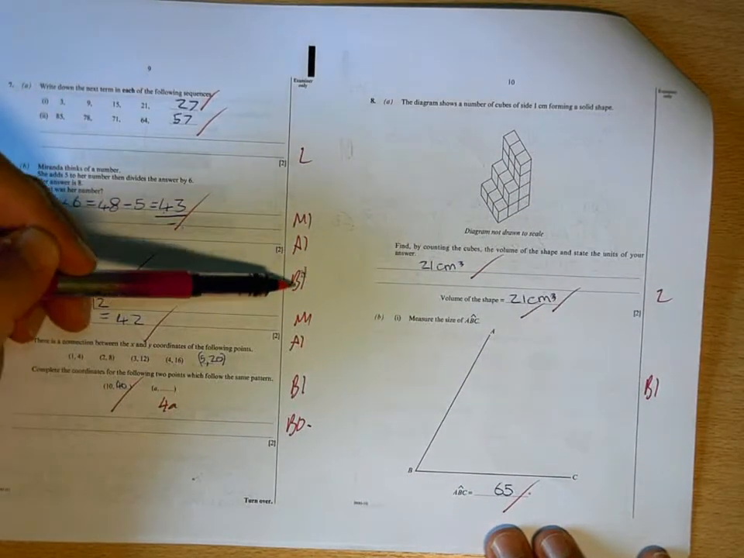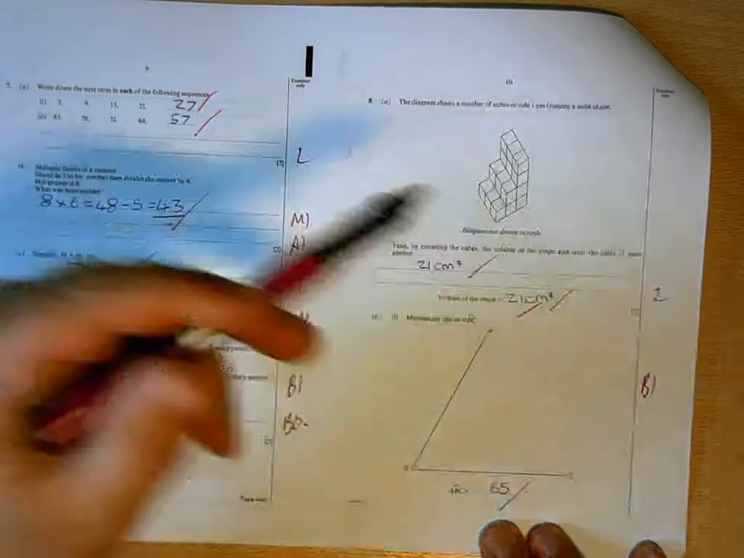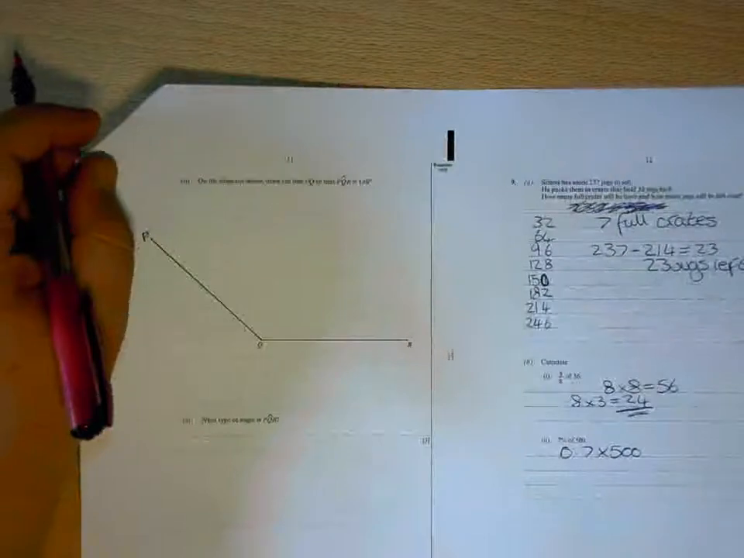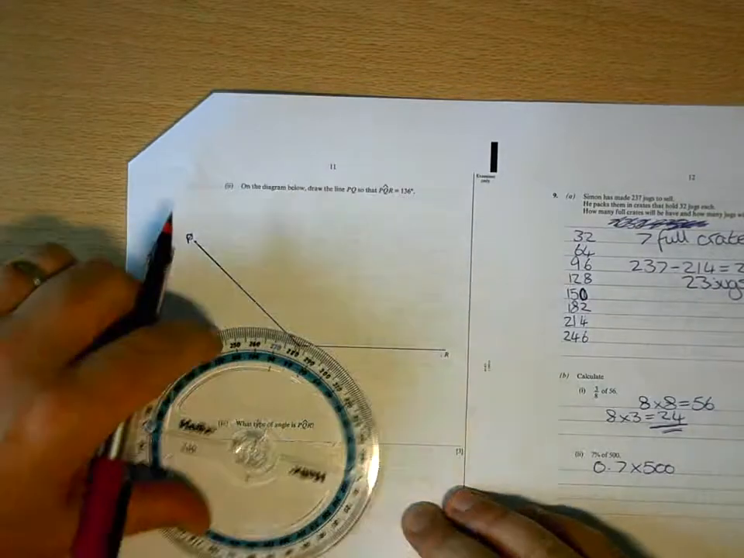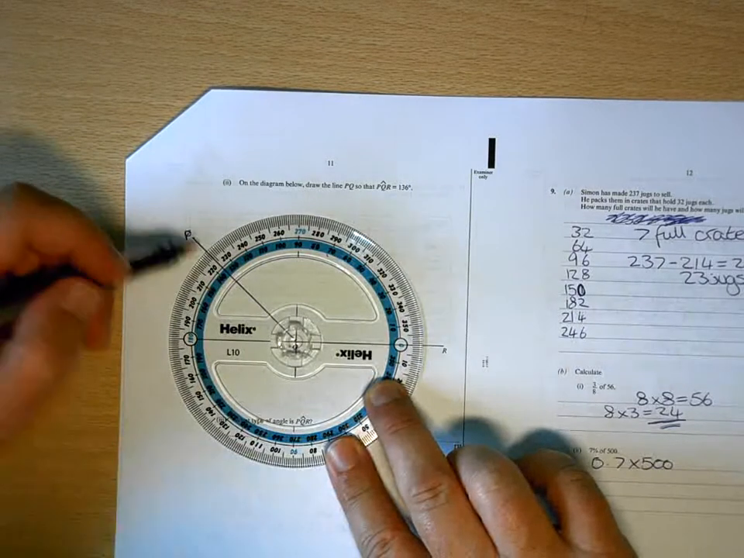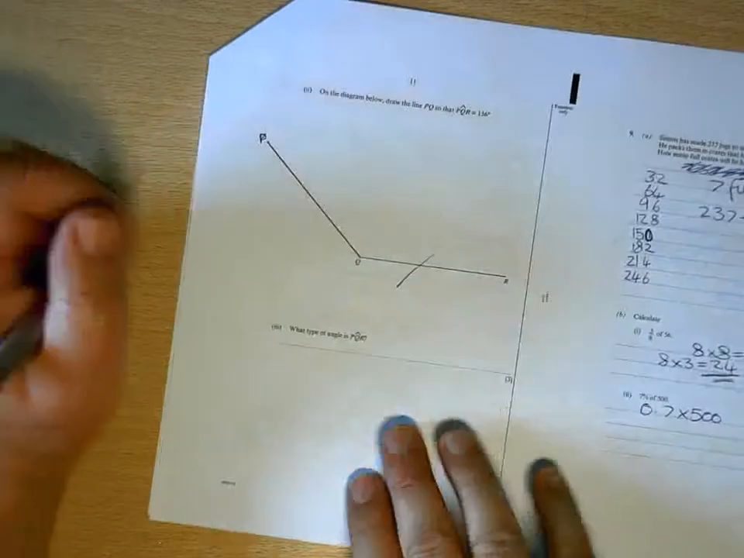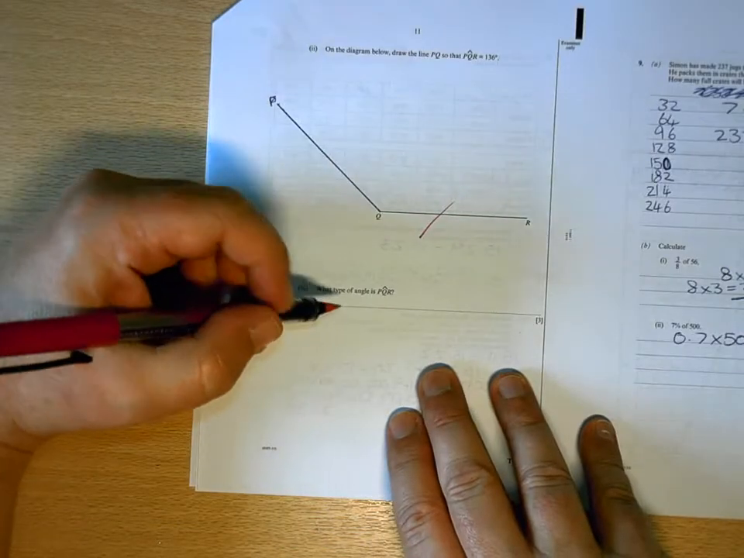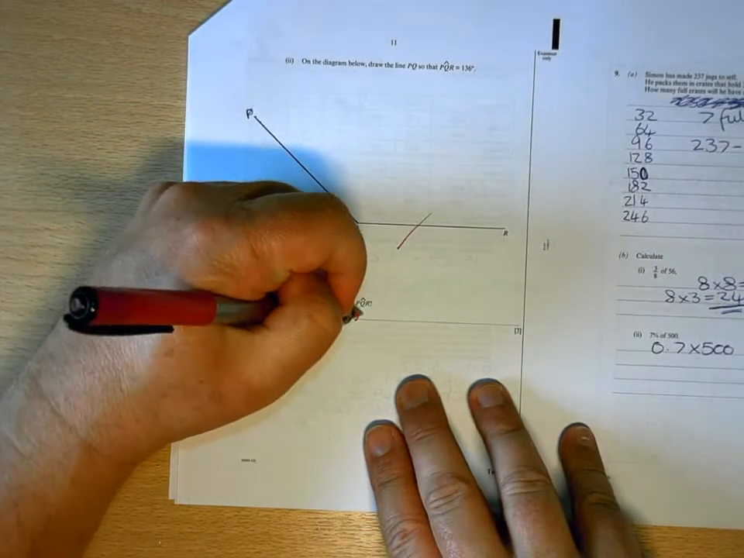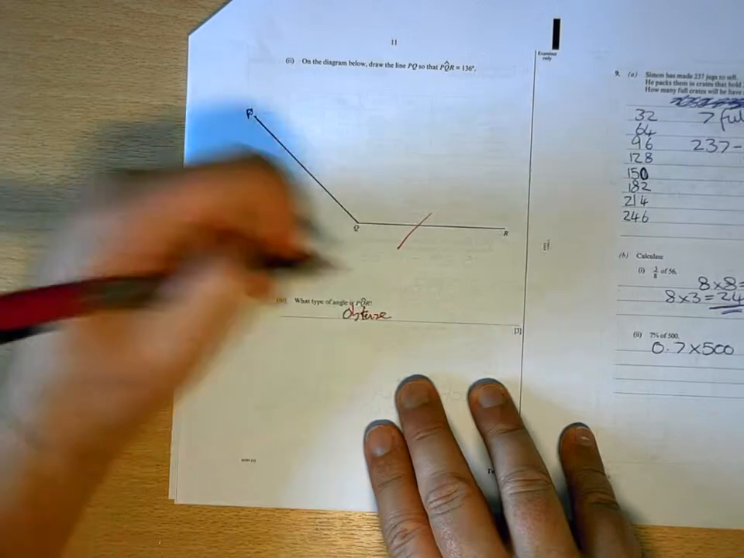2, 3, 4, 5, 6, 7, 8, 10, 11 marks. Okay, that looks good. Let's just check. 136, well done. So that's good. Now what they're looking for there is that acute, obtuse or reflex, and it is in fact obtuse.